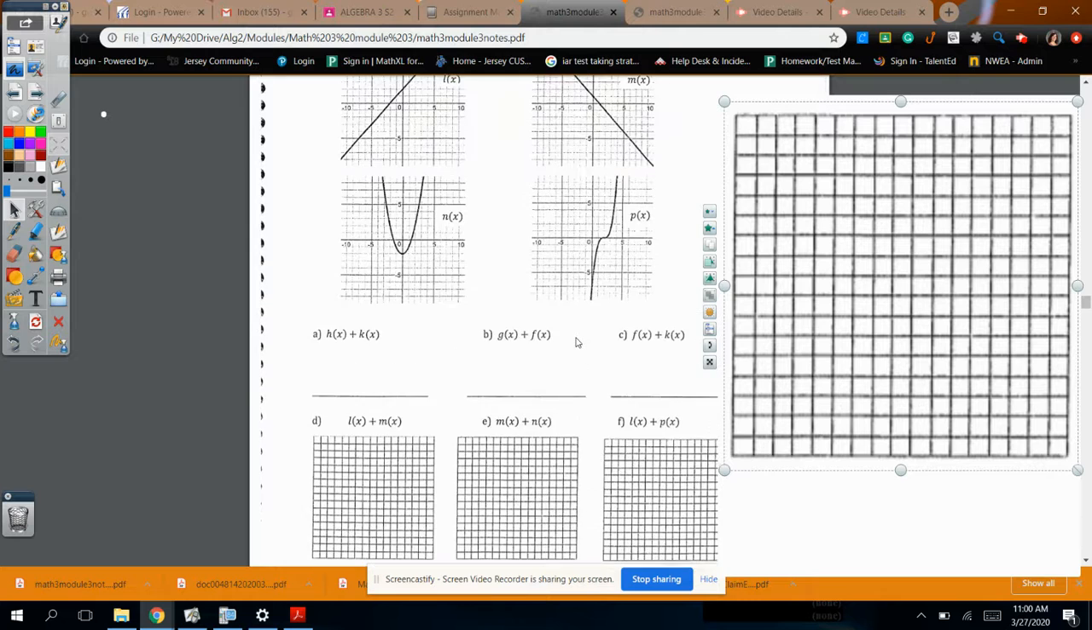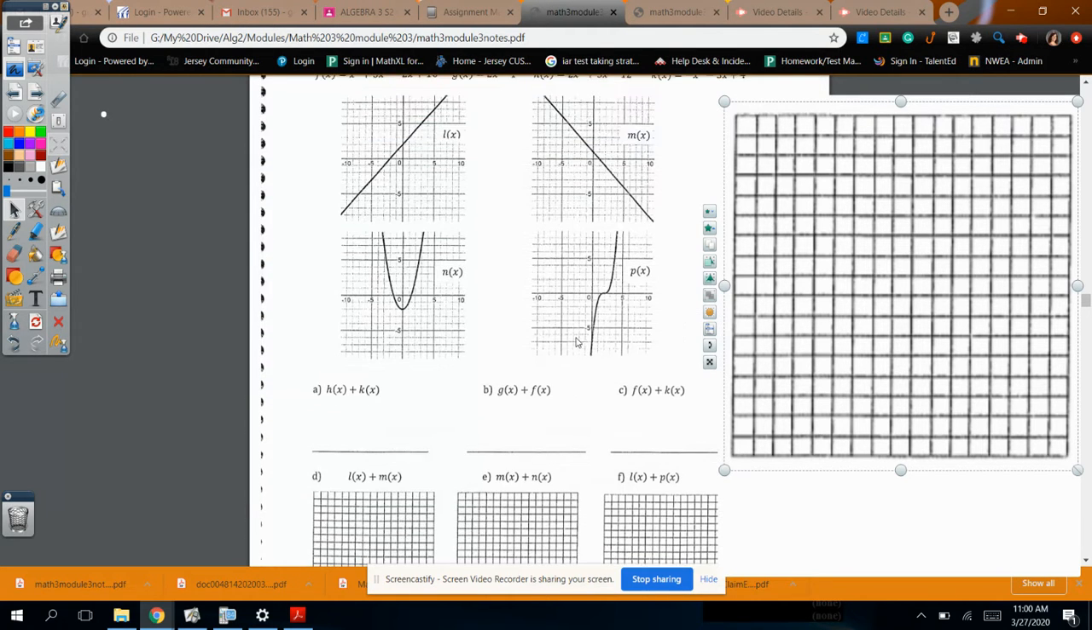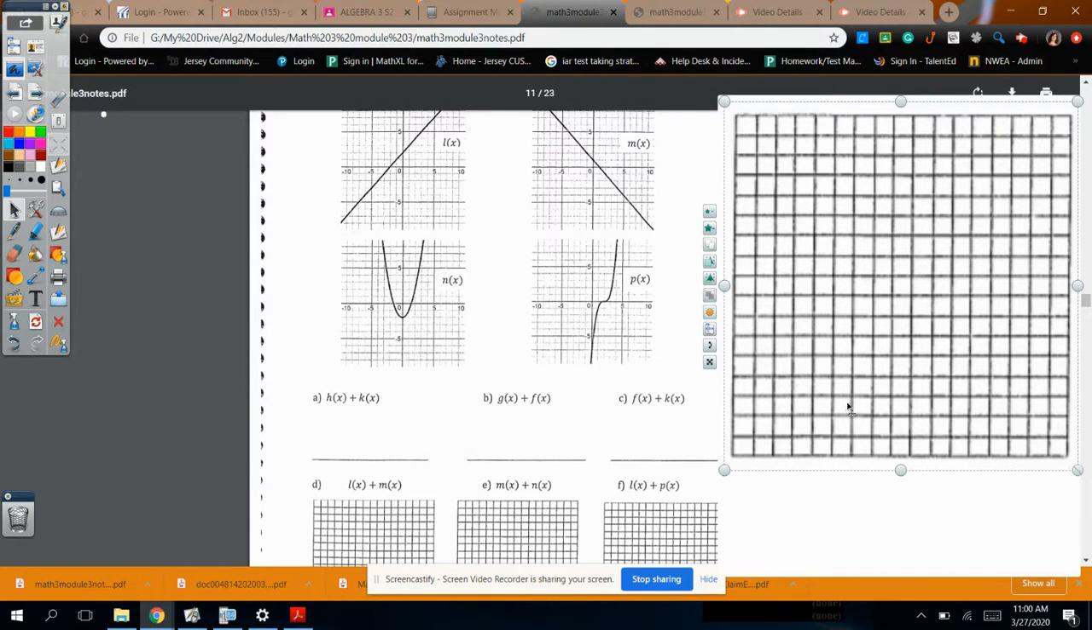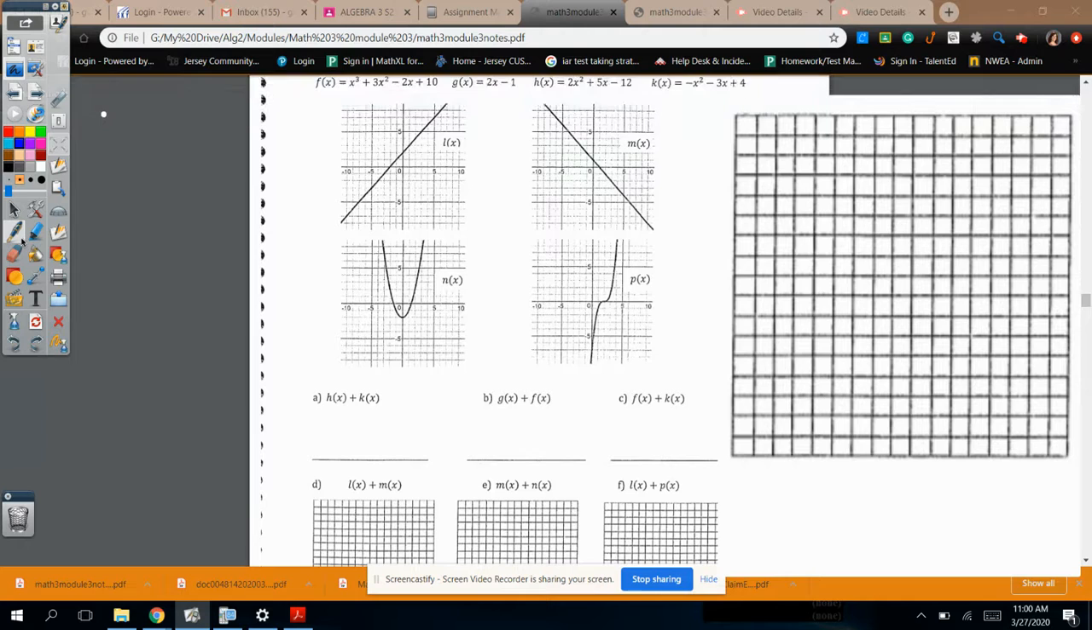All right, so we're going to take m of x, and we're going to add to it n of x. So what I did is I redrew both of them on here. You could try to juggle it by looking at one and then the other. But especially now that I have different color ink, I'm going to go ahead and put both of them on the same piece of graph paper. So here's my grid.